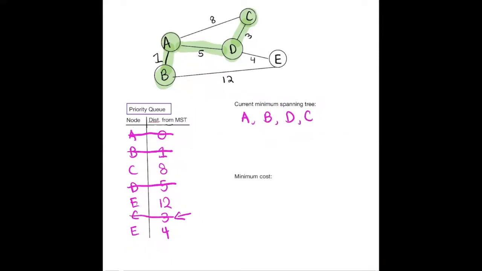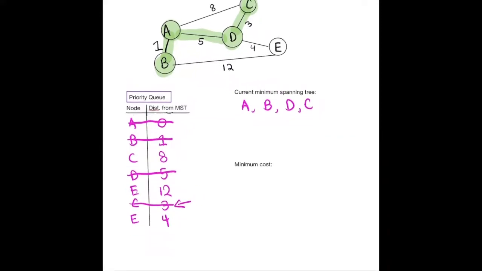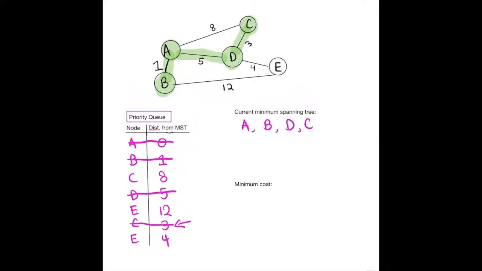So now we'll repeat the same process. So currently in our priority queue, E here has the smallest distance from the MST. So I will add that again into my minimum spanning tree list, and I'll highlight that in my graph. And now we can see that all of the nodes have been highlighted, meaning they've all been added into the MST. So we've found our final MST.